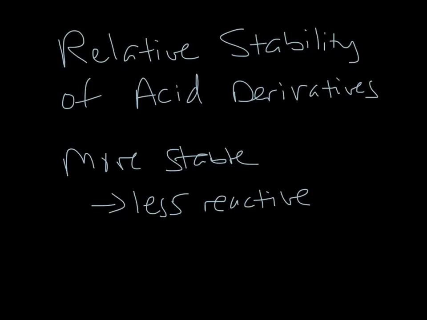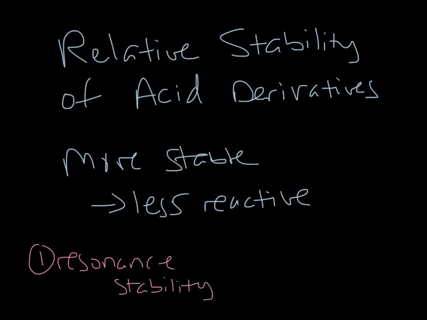And there are two main things that are going to determine how stable and reactive a species is. One is its resonance stability. So we're going to look at the different resonance structures for each of the derivatives. And two is how good of a leaving group each of them has. In order for it to react, one of the ends is going to act as a leaving group. And so how good that leaving group is has a lot to do with how reactive that species is.